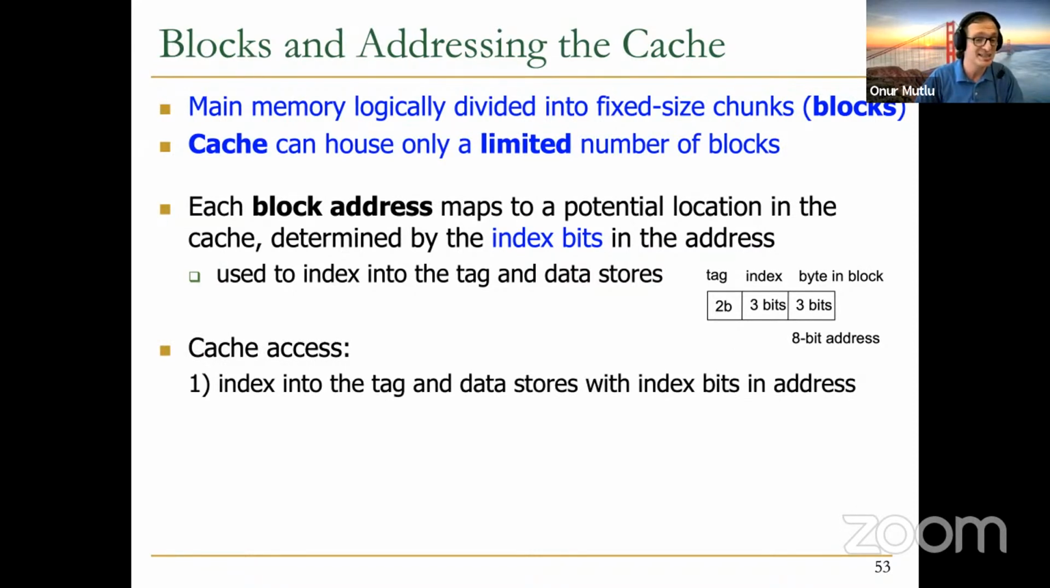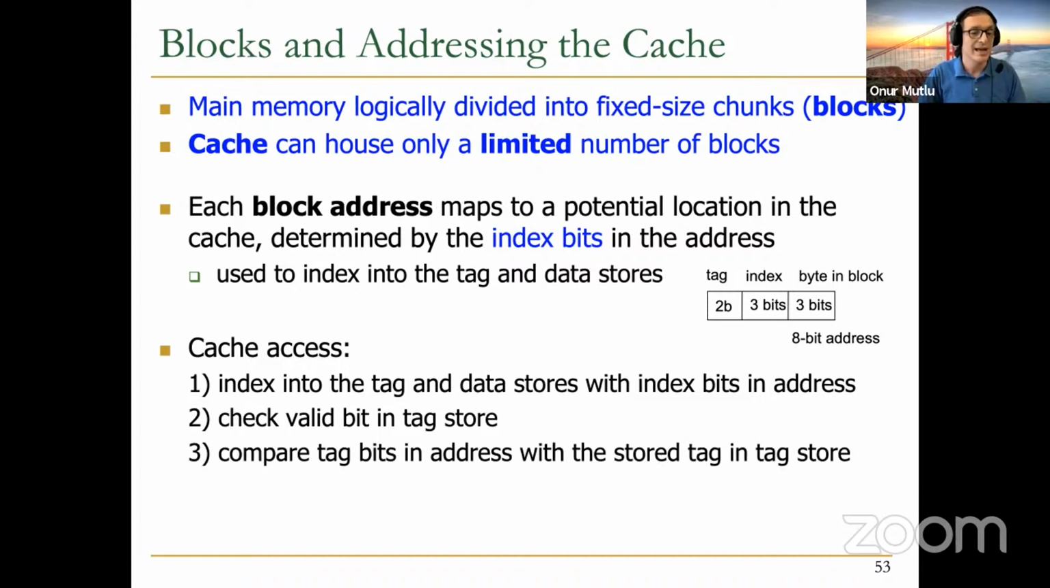So in a cache access, you first index into the tag and data stores. These are memories with index bits in the address. From the tag store, you get two things: the valid bit and the tag. You check the valid bit in the tag store. If it's not valid, then it's a cache miss, because the cache doesn't store anything in that particular location. If it is valid, then you check the tags, meaning you compare the tag bits in the address with the stored tag in the tag store.